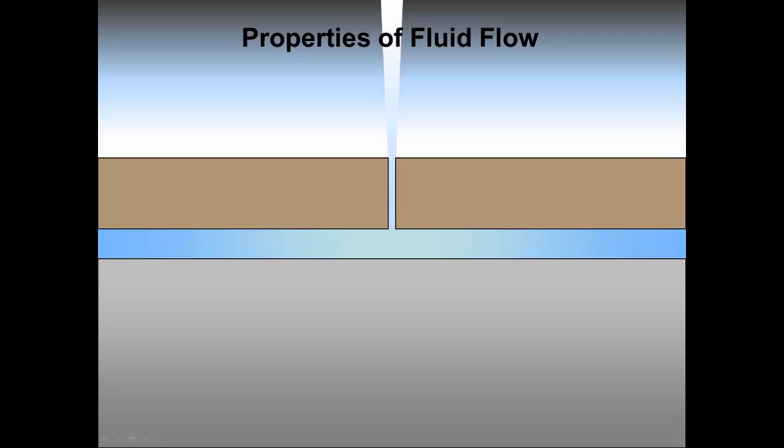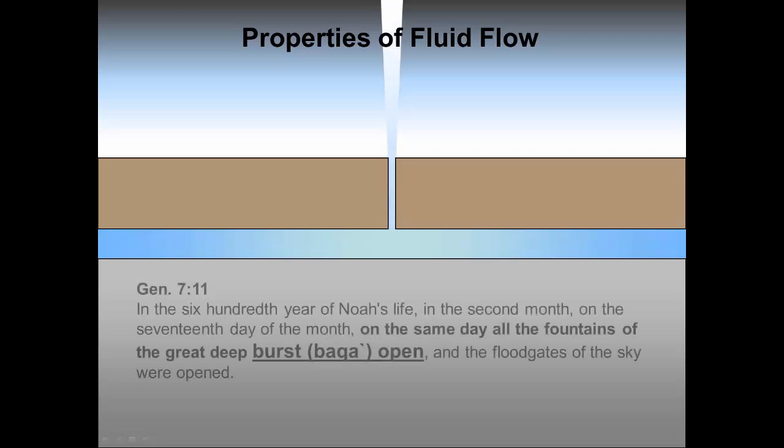Again, Genesis 7:11 records the events of that day. In the 600th year of Noah's life, on the second month, on the 17th day of the month, on the same day, all the fountains of the great deep burst open, and the floodgates of the sky were opened. This is the first time in the Bible that any event is recorded so precisely down to the day. They obviously witnessed something much more than a heavy rainstorm.